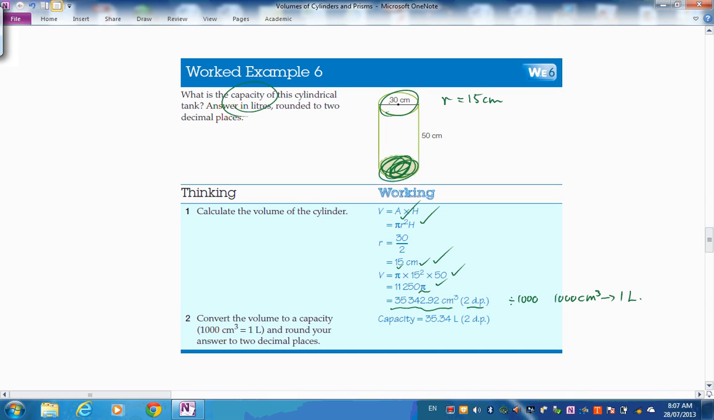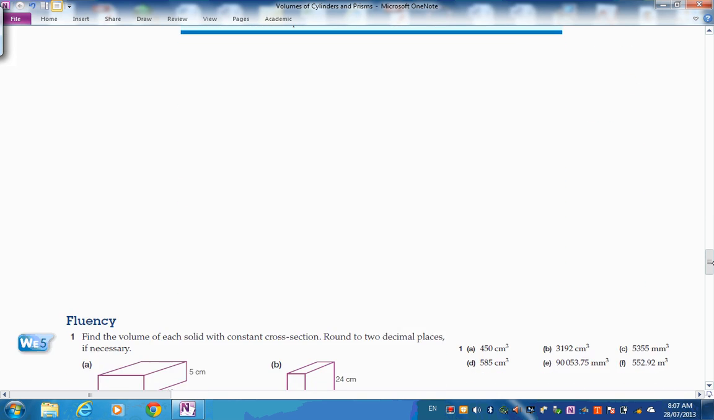So it is actually moving the decimal place back, 35.34 litres. Do you get it? Not too bad now. Let's go and practice some problems and see what you think.